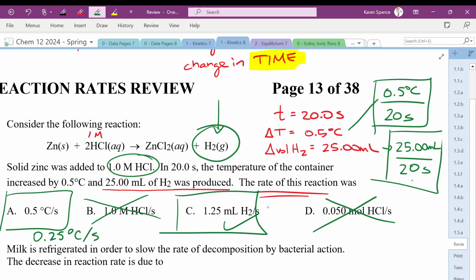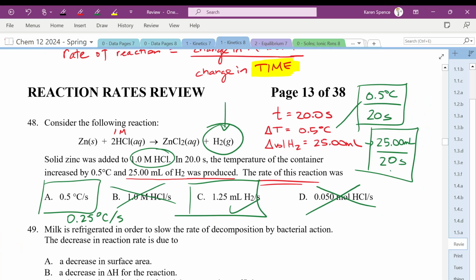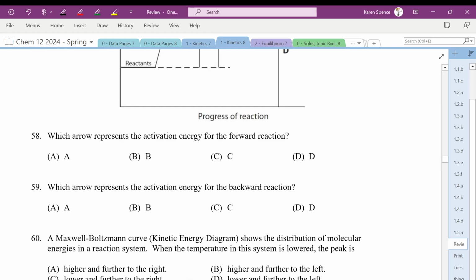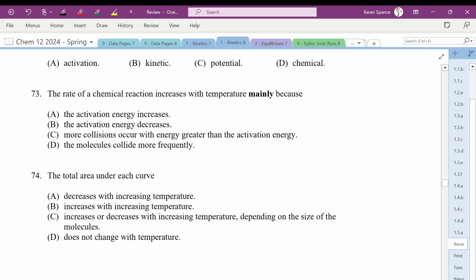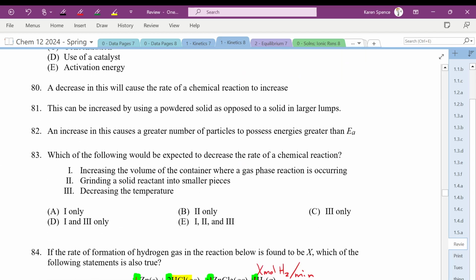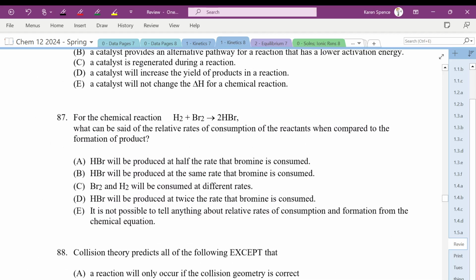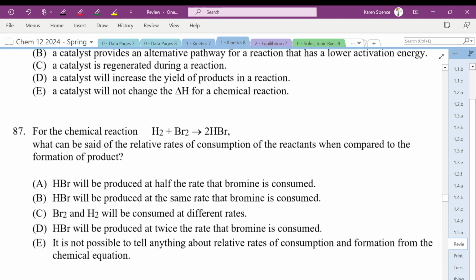Any other questions? 87. Okay, this is another stoichiometry problem.